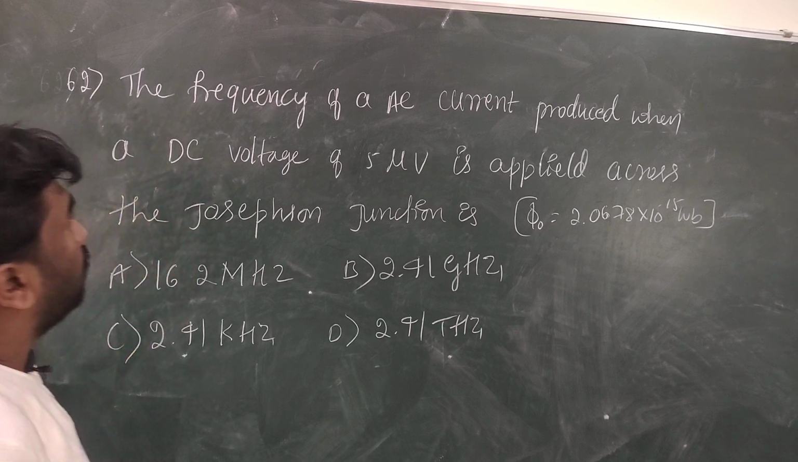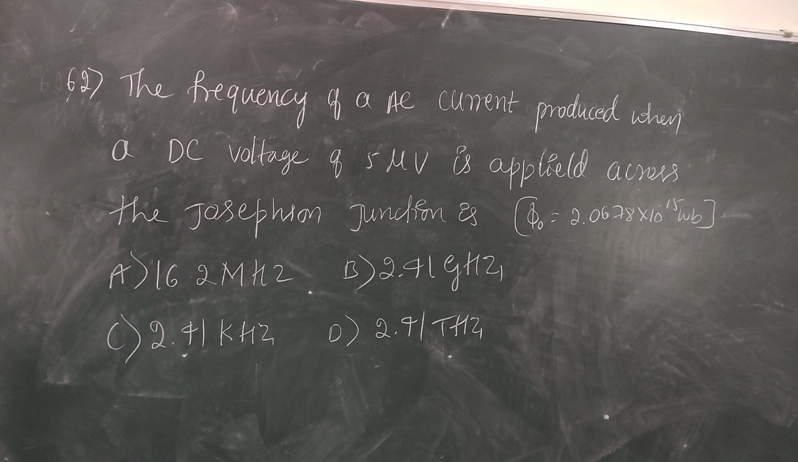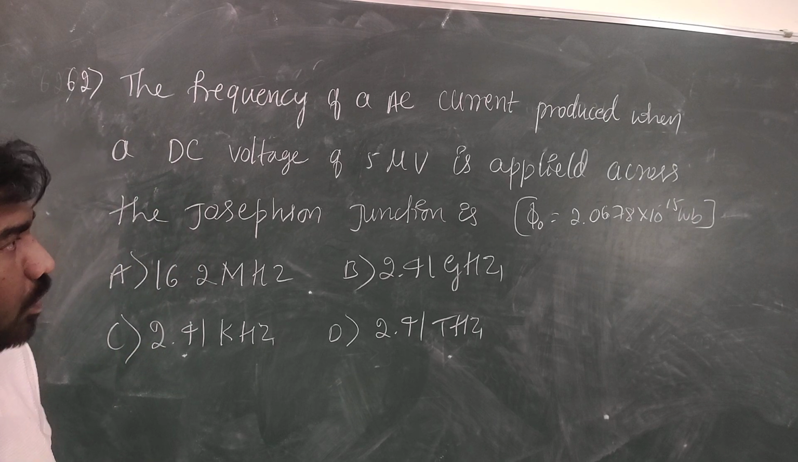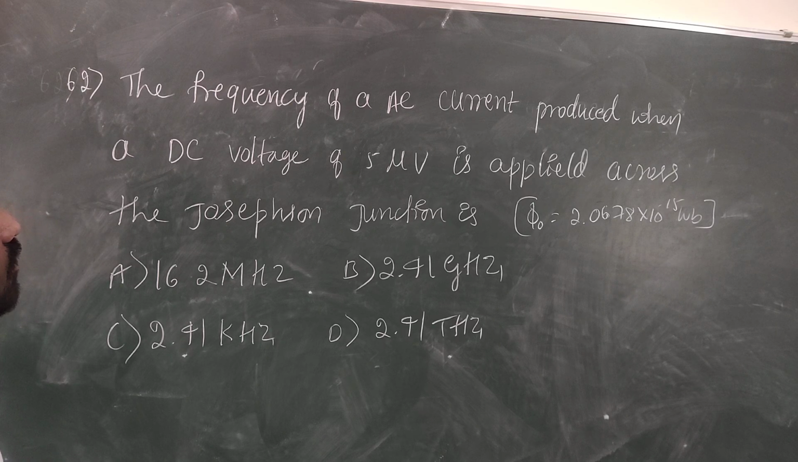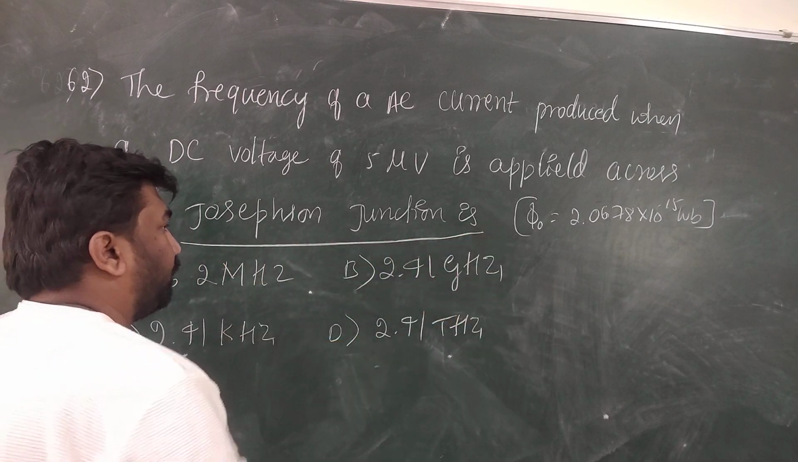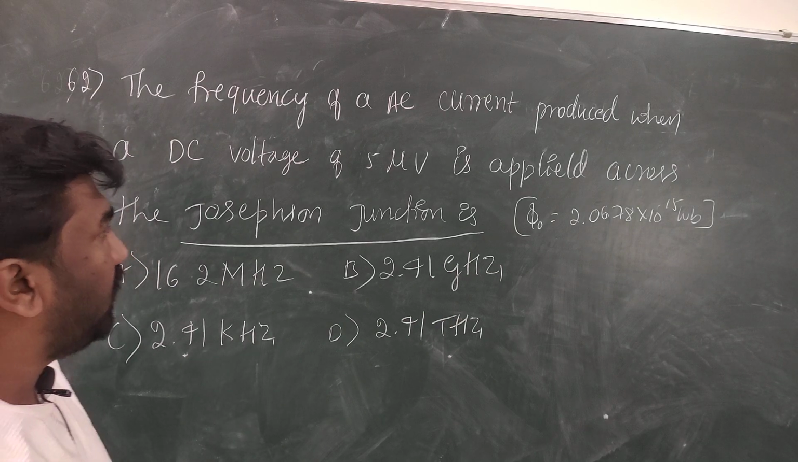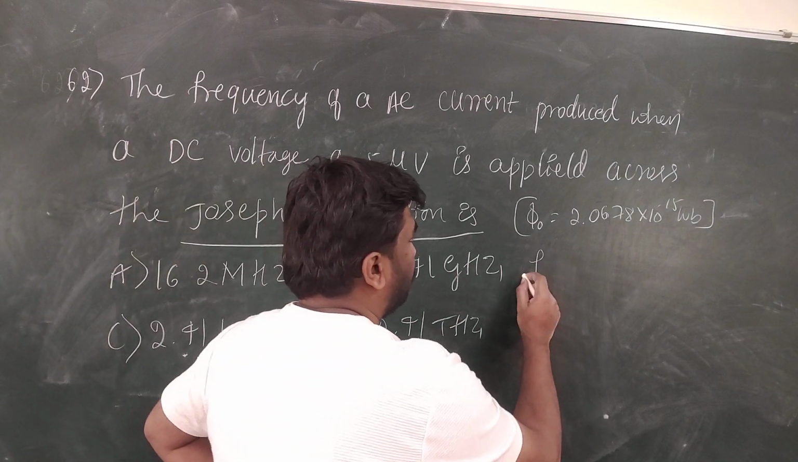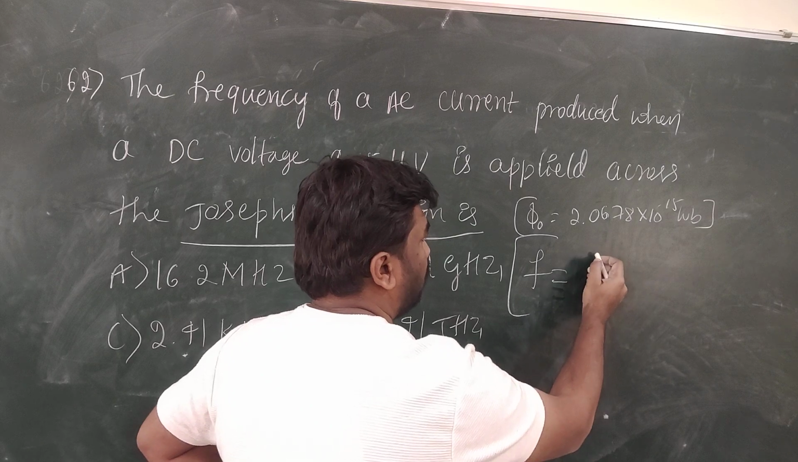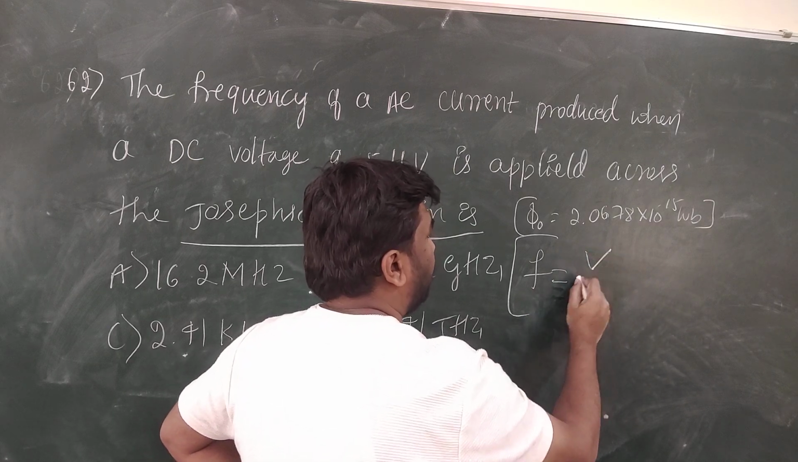So this is the question. Again, it is also a superconductor problem. The frequency of an AC current produced when a DC voltage of 5 microvolt is applied across a Josephson junction is... So here they asked for frequency. We know that the expression for frequency f is equal to voltage V by flux.